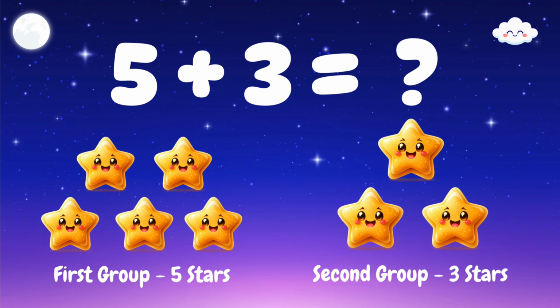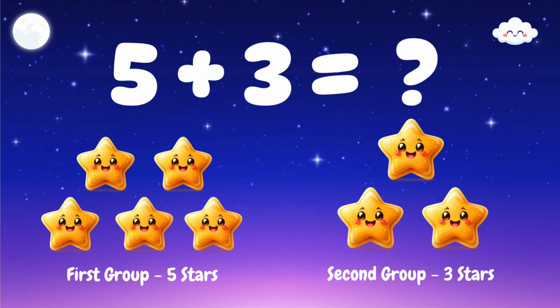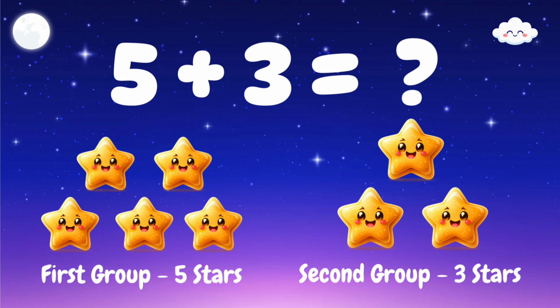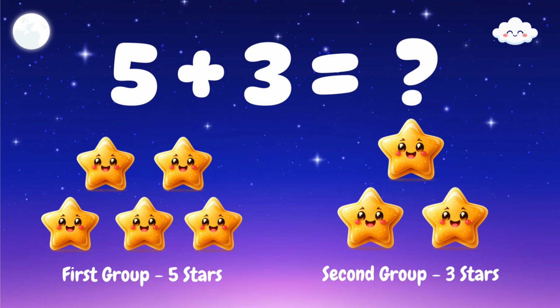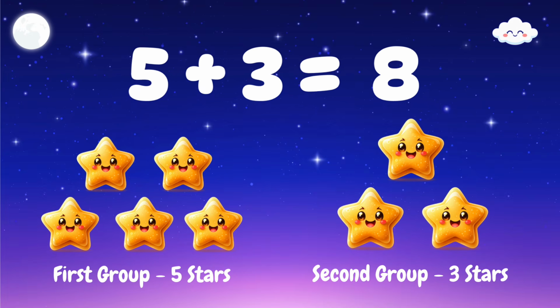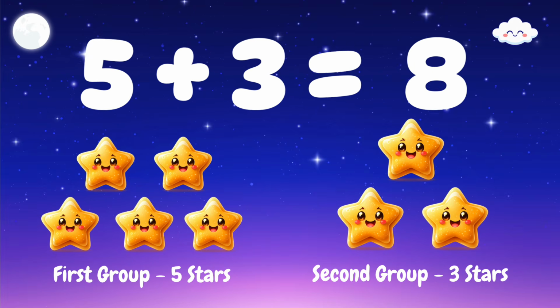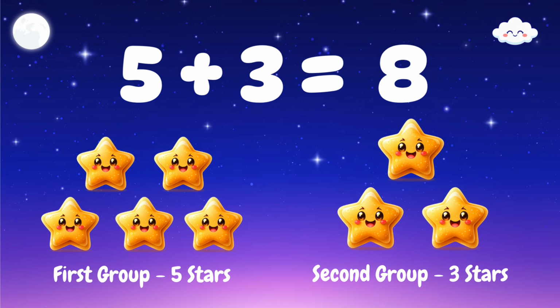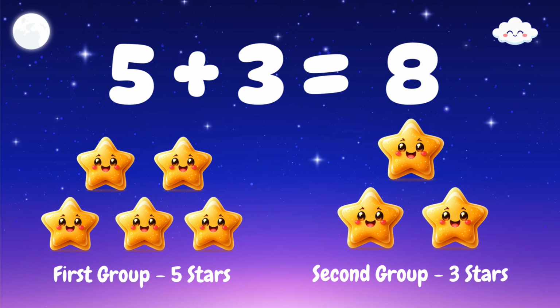Last question. Here come more stars. 5 and 3 stars. Let's add them up. 5 stars plus 3 stars equals 8 shining stars. Wow, that's super shining math.